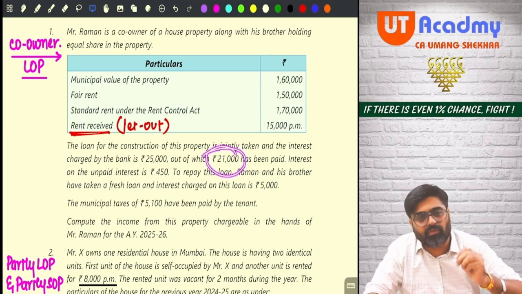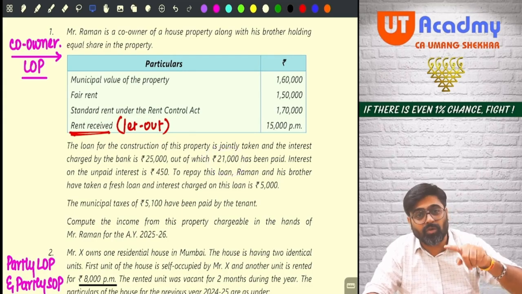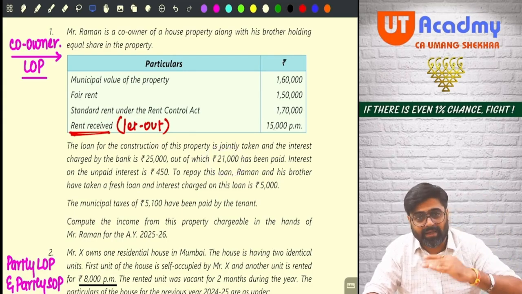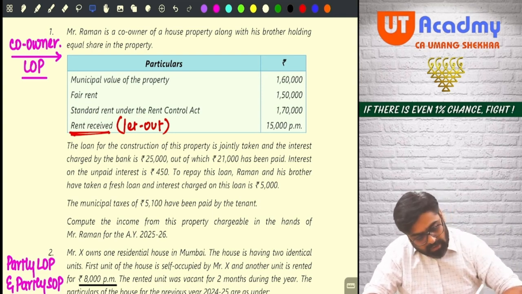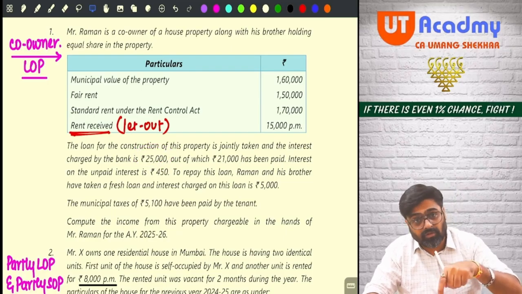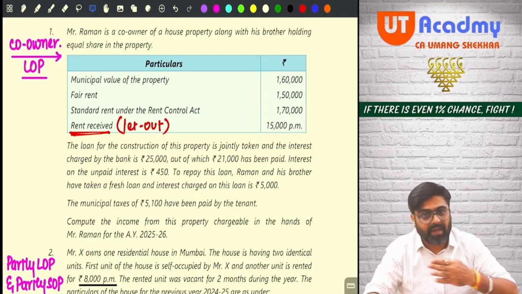The 21,000 they have given to confuse you, so that you will apply the same logic which you usually apply for municipal tax. Don't apply that logic. I told you also that it is allowed on due basis, not payment basis. So how much interest becomes due? 25,000. But this is the 25,000 which becomes due in this year, not for the entire year.